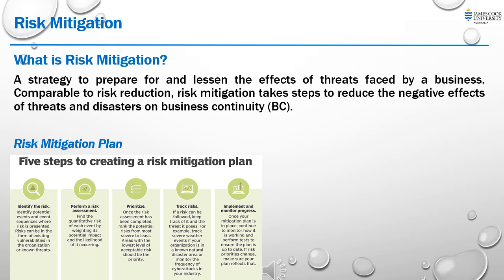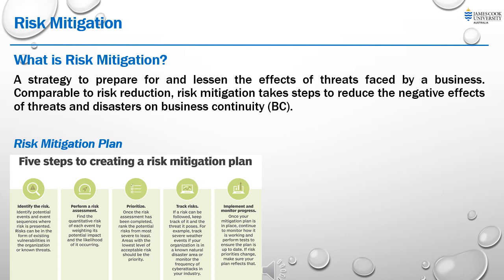Here, the five steps. First, identifying the risk. The first step is to identify all possible risks that may impact the project or the operation. This can be done by reviewing historical data, conducting brainstorming sessions, consulting with stakeholders, and using other risk identification techniques. The second step is assessing risk, or risk assessment. Once the risks have been identified, the next step is to assess the likelihood and impact of each risk. This will help prioritize which risks require immediate action.